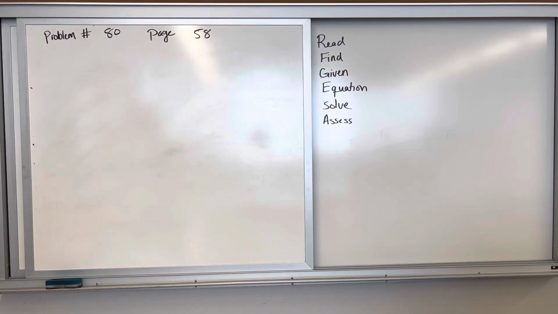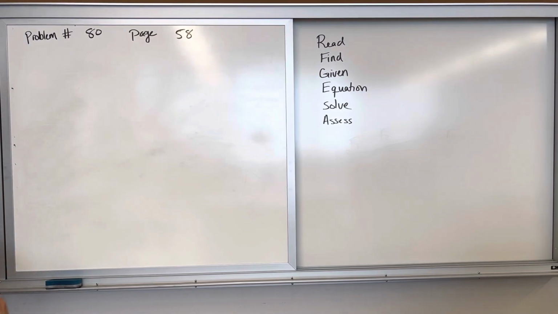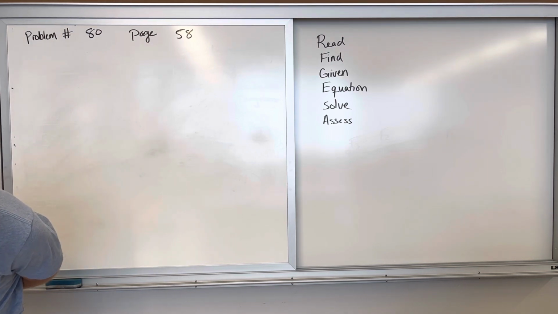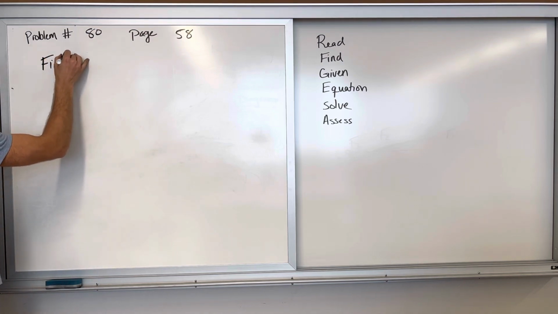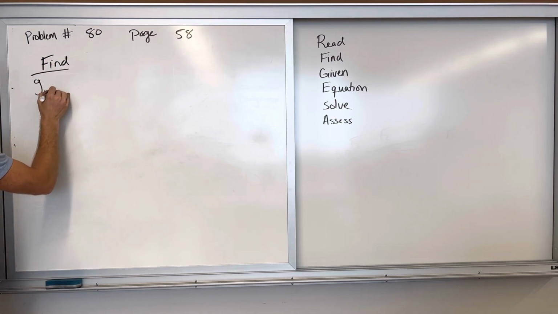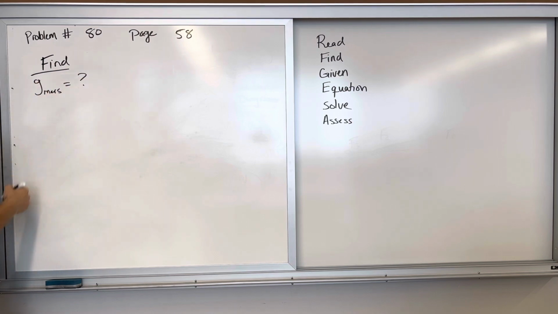Next example problem we'll look at is problem number 80 on page 58, chapter 3, explaining motion. The problem reads, a fully equipped astronaut weighs 1,500 newtons on the surface of the Earth. If the astronaut has a weight of 550 newtons standing on the surface of Mars, what is the acceleration due to gravity on Mars? So we're asked to find the acceleration due to gravity on Mars.